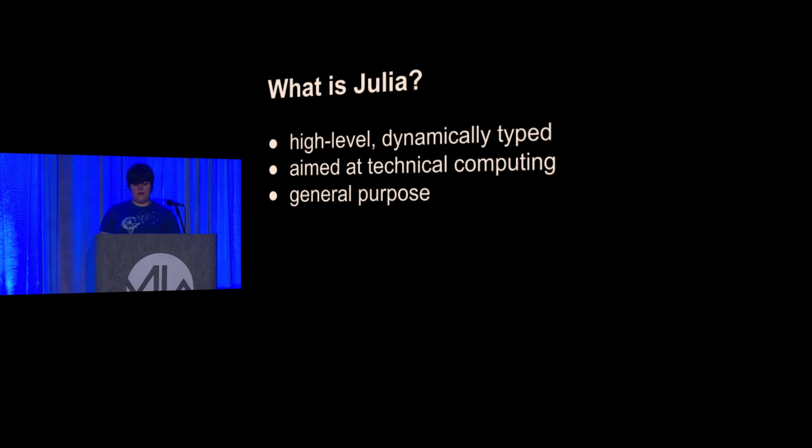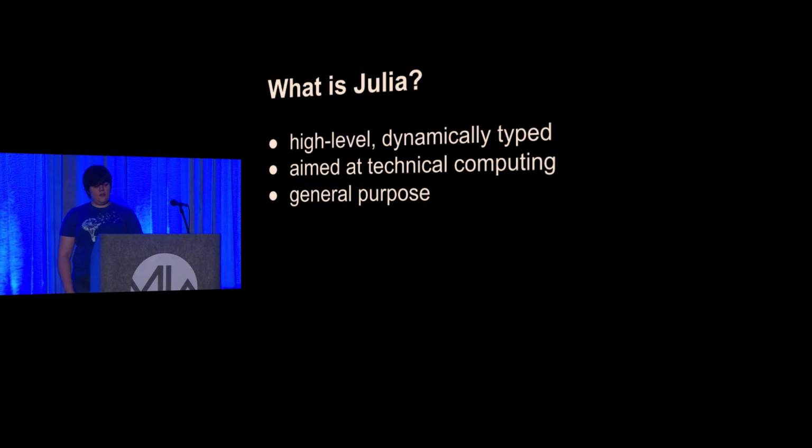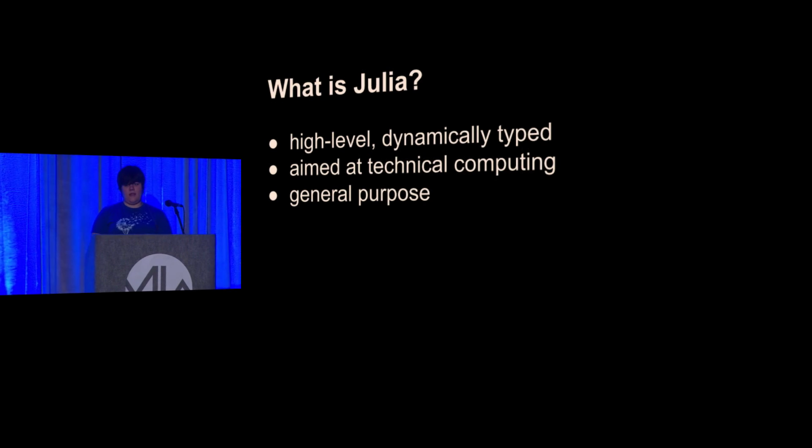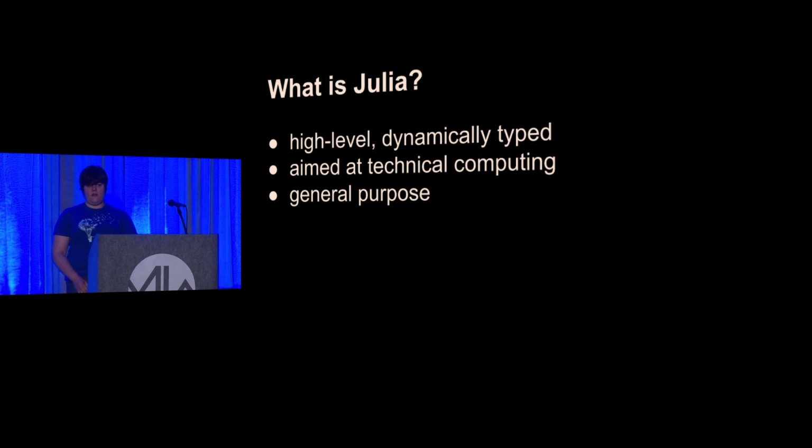First I'm going to talk a little bit about Julia. Julia is a high-level, dynamically typed language, so you might think of Python or Ruby. One of the differences is that Julia is implemented as a JIT compiler, whereas Python and Ruby are implemented as interpreters, and there are some JIT compilation versions of Python.